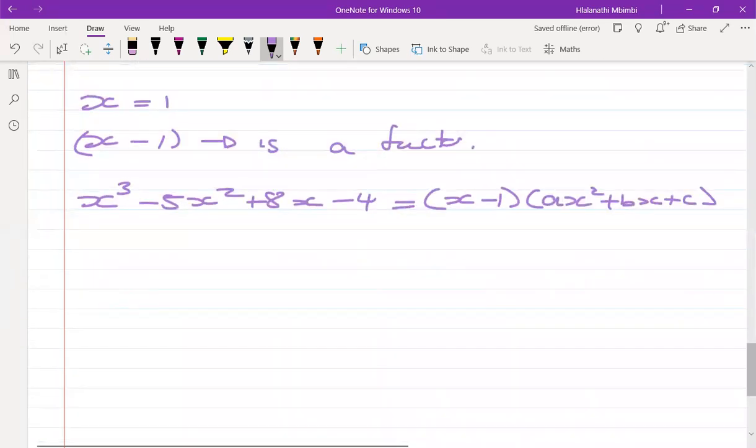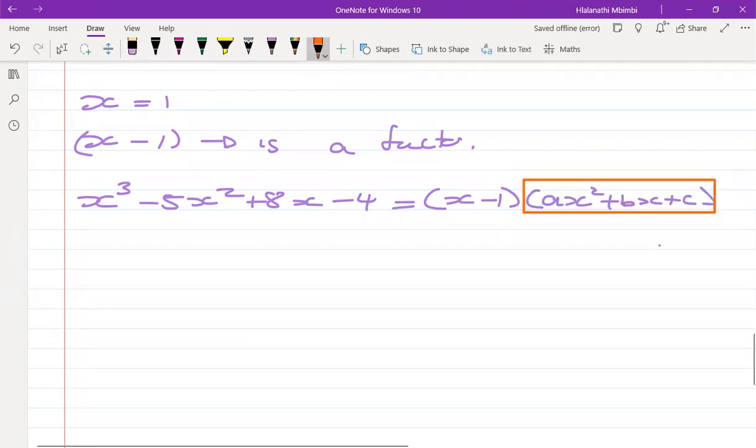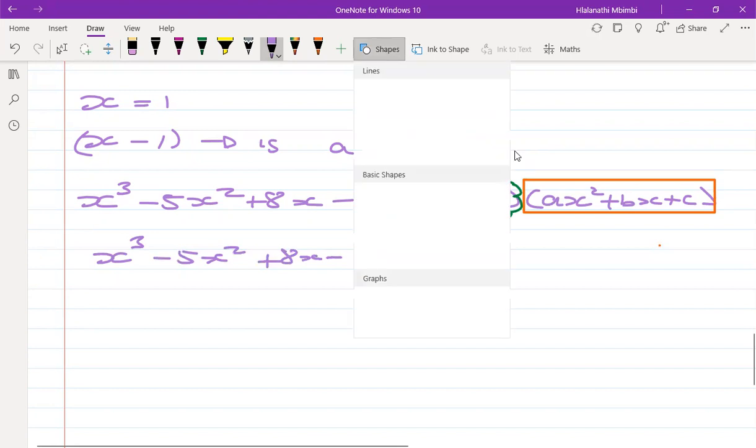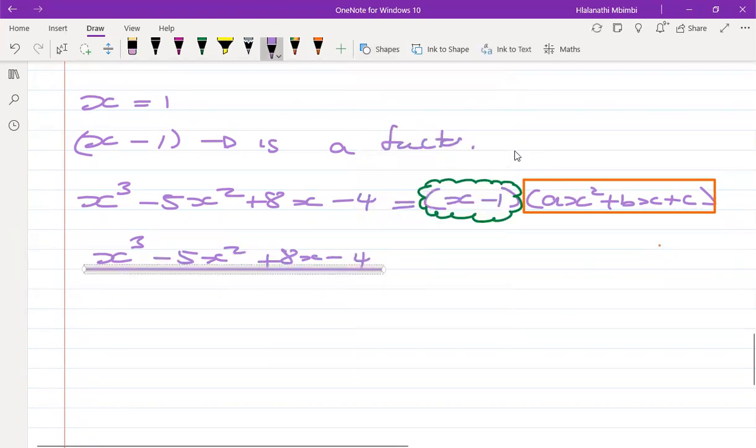But the problem is that we have this thing that we want in a general form. We actually need to know what that is to successfully factorize that, to have said that we have factorized it. So we need to know what that is. So to get that, we can divide both sides by x minus 1, which is this guy over here. We can get rid of that by dividing both sides. So we're going to have x cubed minus 5x squared plus 8x minus 4. And then if we take that and we divide it by x minus 1, we're then going to have the ax squared plus bx plus c.